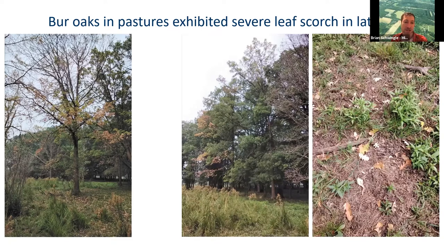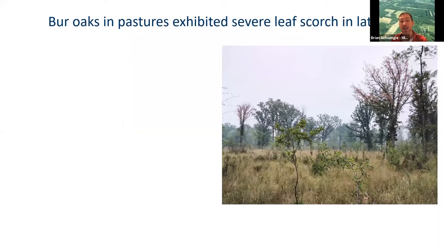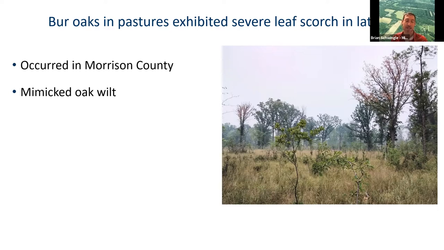Here's just another shot of a very common scene in late June. Now, were some of these being attacked by two-lined chestnut borer? Possibly, but I think this was just a physiological reaction to heat and drought. Like I said, it occurred all over Morrison County, probably beyond too. It mimicked oak wilt, just about the best mimic of oak wilt symptoms I've ever seen.